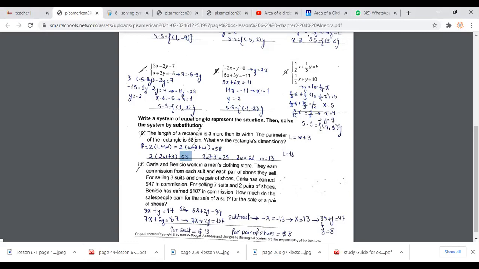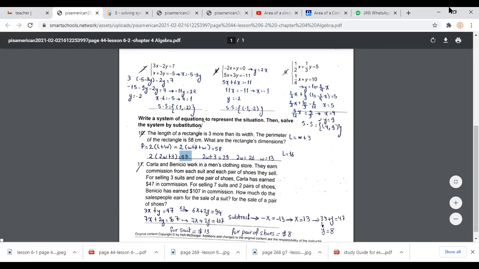Then we have 2W plus 3 equals 29. We will transfer 3 to the opposite side, which means 29 minus 3 divided by 2. Then we found that W equals 13. I will take it and replace it in the first equation. Then we will find that the length equals 60. Okay, understood?